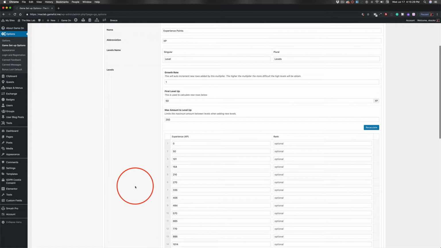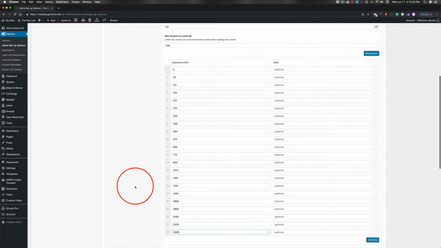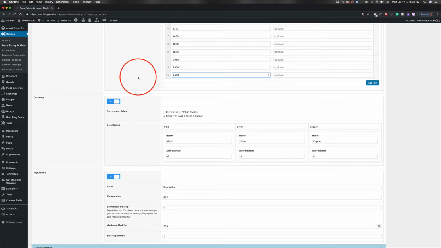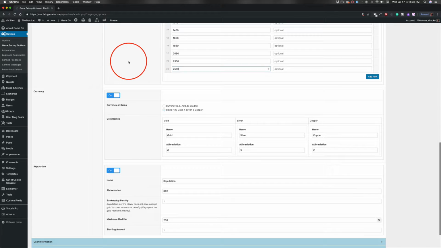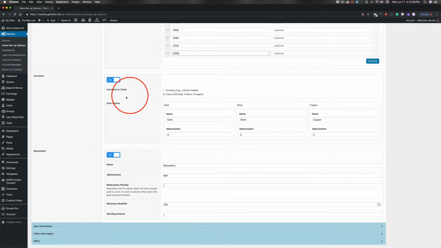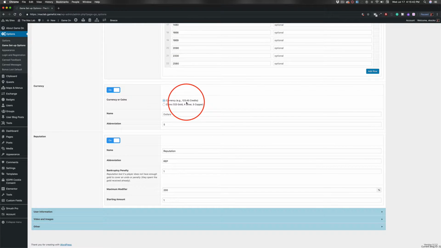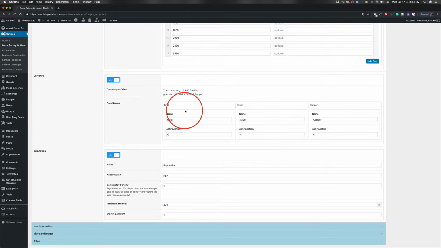A mistake I have made in the past. Okay, this should help, and I strongly recommend starting out with something like this, but it's up to you. What do you want, currency or coins? Currency gives you a decimal point. You can use a dollar sign and call it dollars, or call this credits and this CR if you wanted to use that. I happen to like the idea of gold, silver, and copper, and that's why I went ahead and went with this.